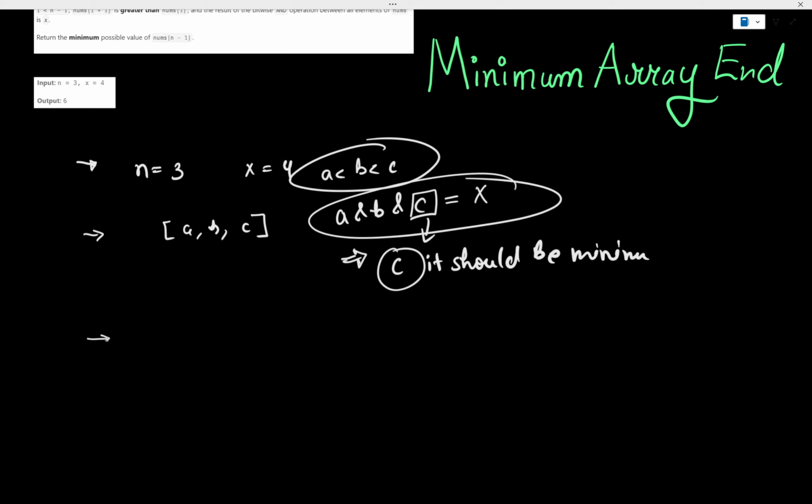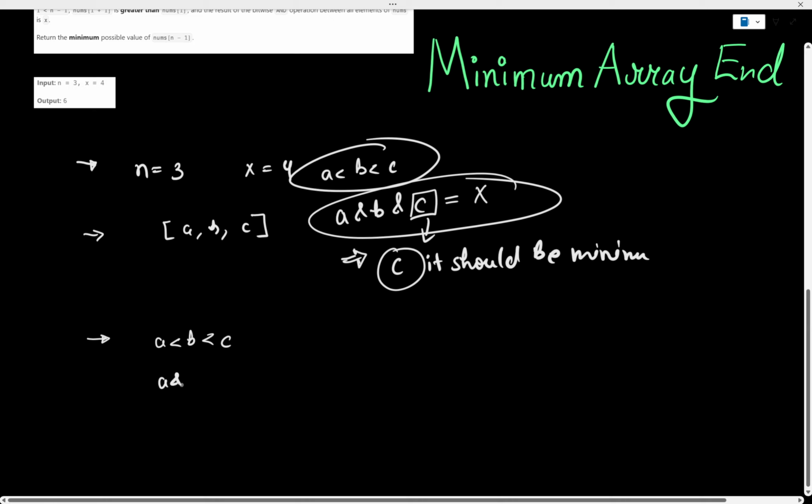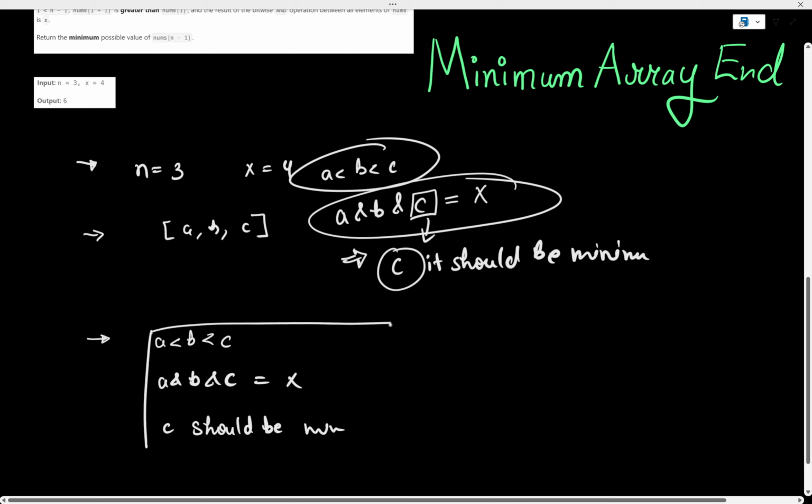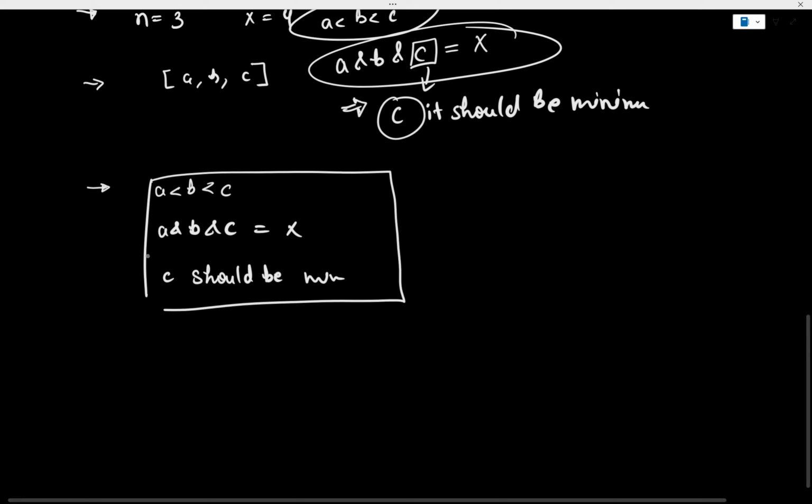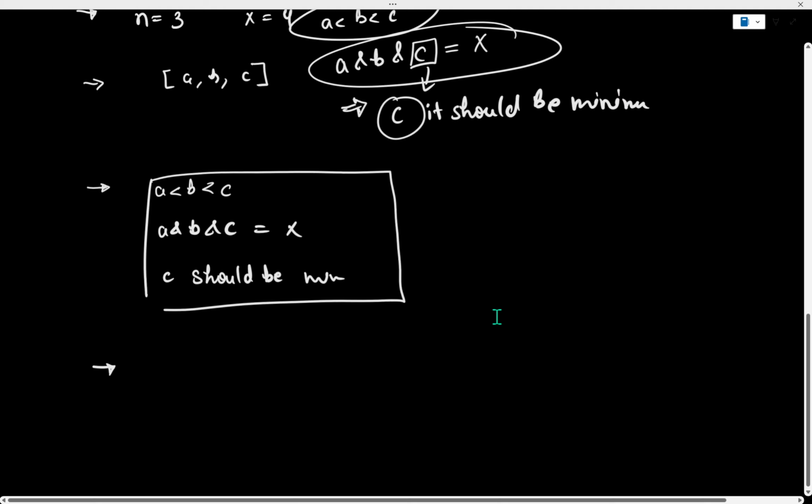So this is our condition, that something like this should happen, and this should be equal to x, and c should be minimum. These things need to be kept in our mind when solving, because these are the conditions in the problem statement. So yeah, let's take this example only.